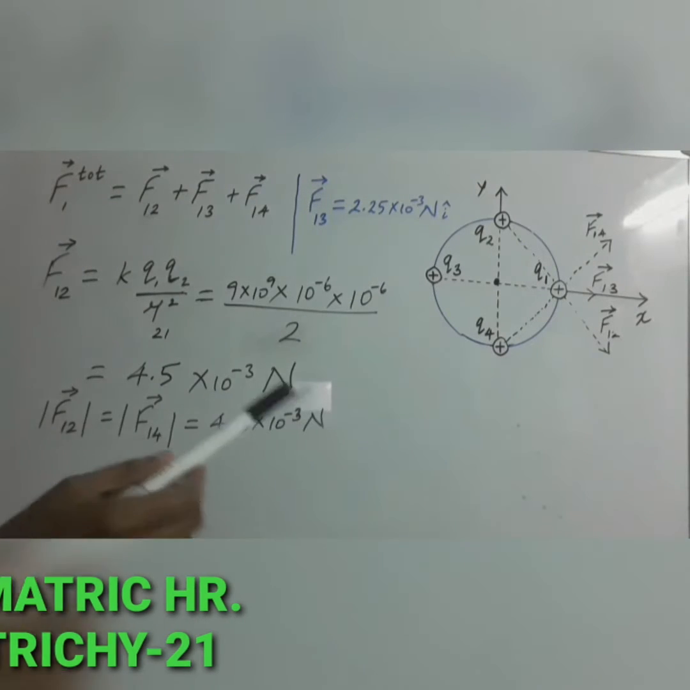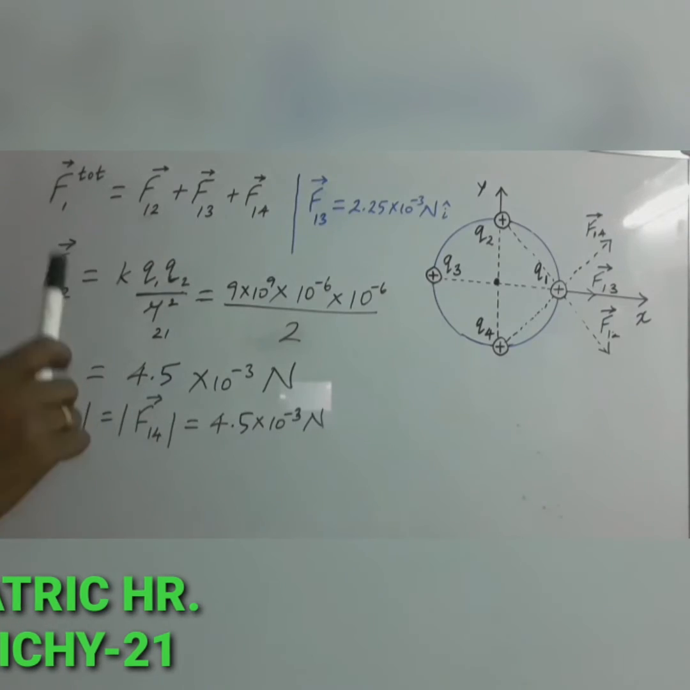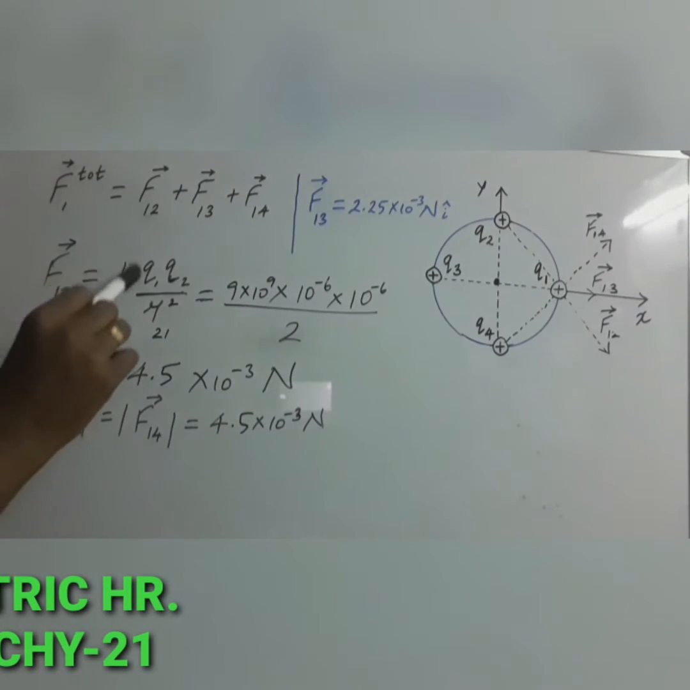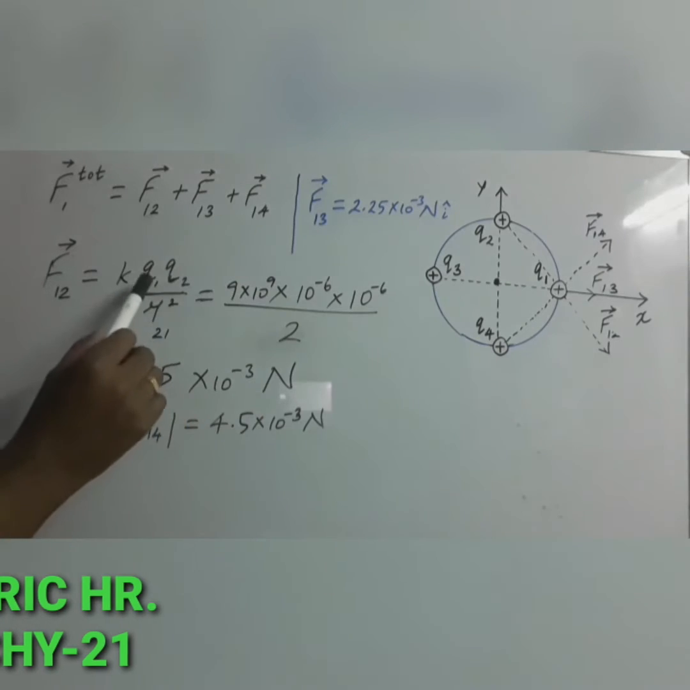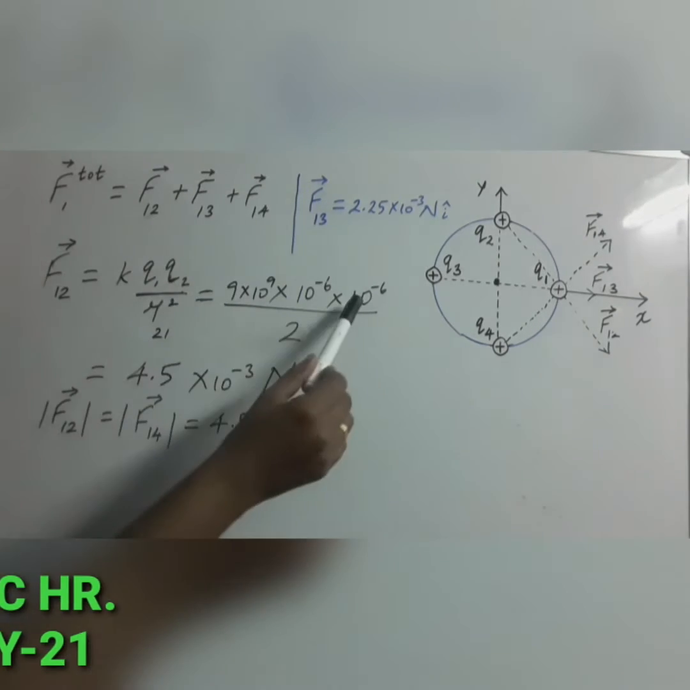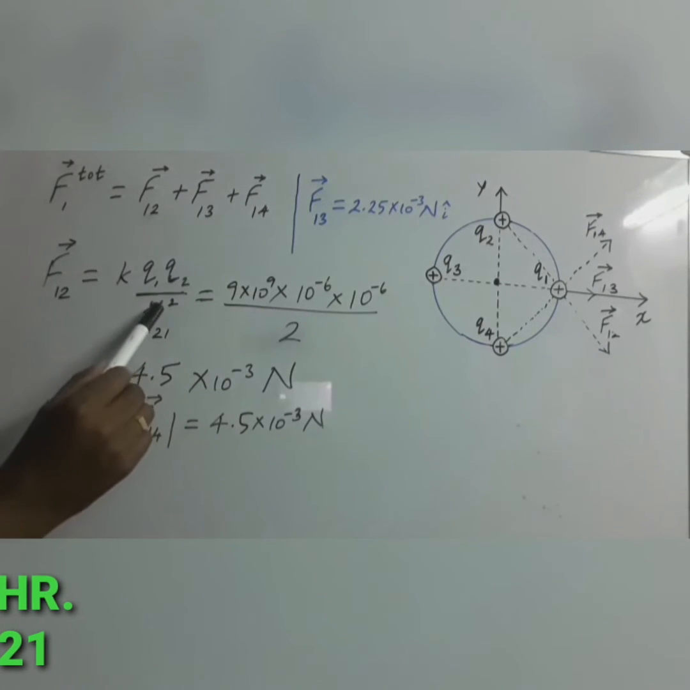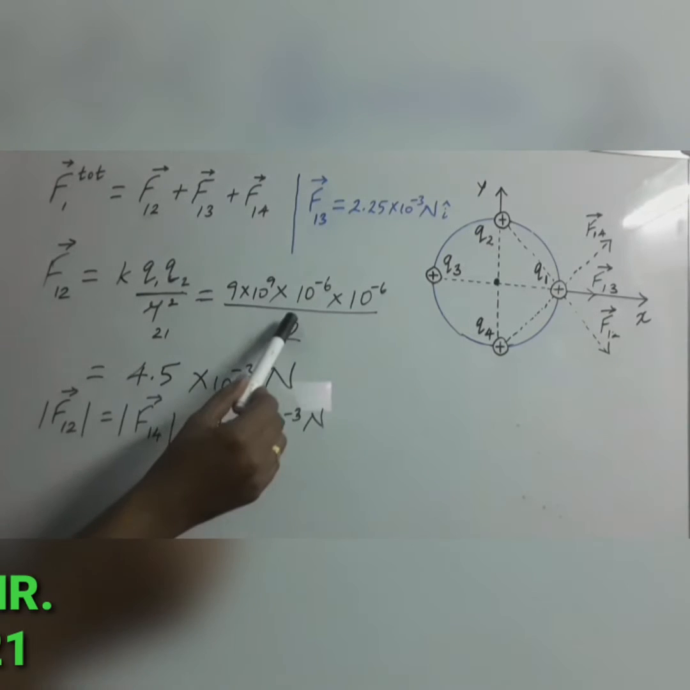So instead of r21, we can apply the value root 2. So what is the value of K? 9 into 10 to the power of 9 into Q1 value is 1 micro coulomb, so 10 to the power of minus 6. Q2 value is also same, 10 to the power of minus 6, divided by root 2 the whole square. For that we can write 2.